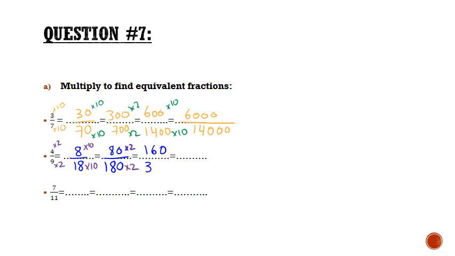Yes. 360. Now I need to multiply by 10. Yes, you can. So what do I get? 1600 over 3600. Excellent. Good job. Okay. Now the last one. Yes, Nurjan.